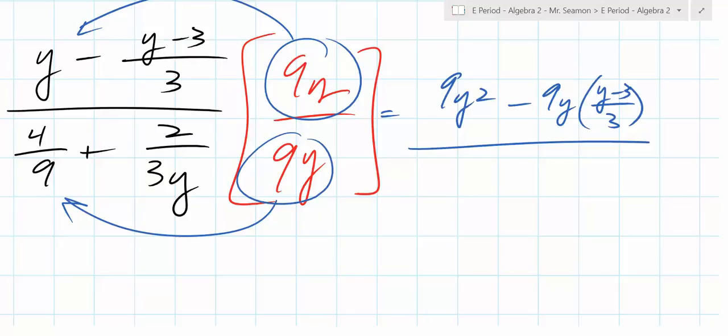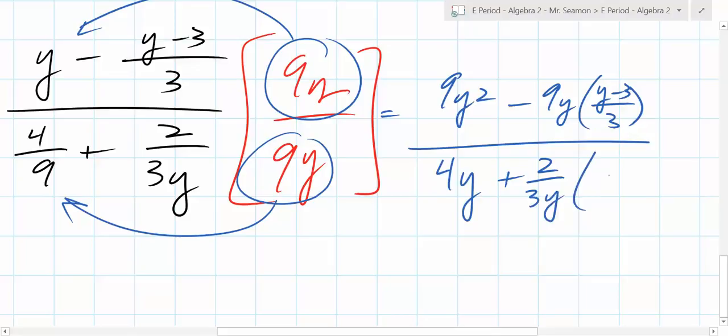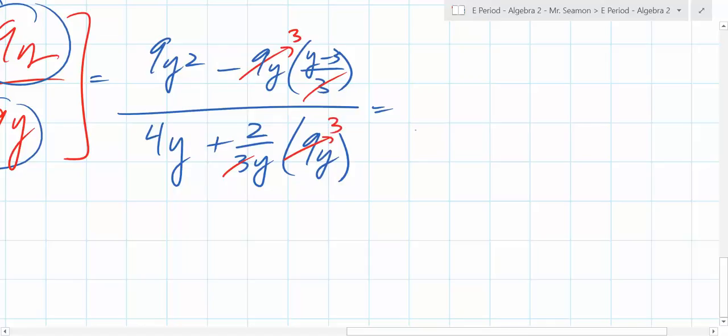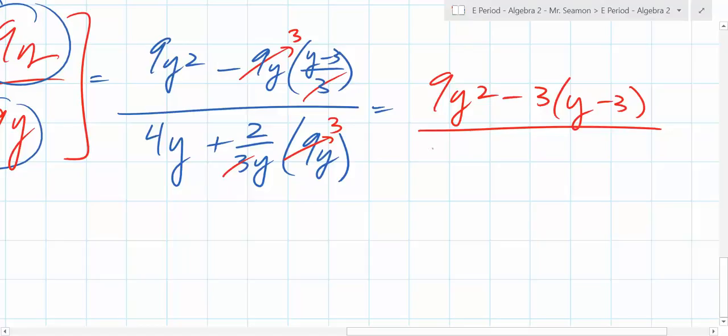What cancels? So you end up with, I'm just doing one of these out, plus 2 over 3y times 9y. Is there a little more simplification to do? Yeah. This 3 cancels with this 9, turning it into a 3. And this 3 cancels with this 9, turning it into 3. So what do you end up with? 9y squared minus what? 3 times what? y minus 3 all over what? 4y plus what? Oh, look, the y's cancel as well, don't they?